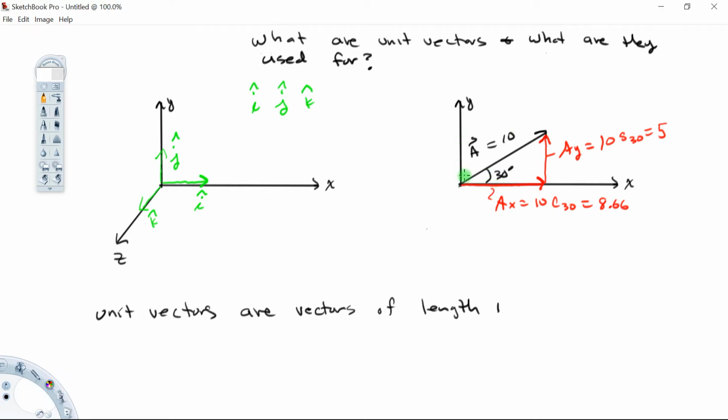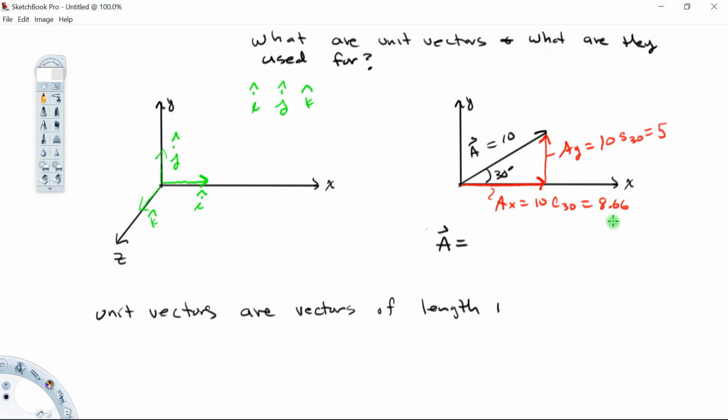So this vector, 10 units, 30 degrees from the positive x-axis, there's a couple ways to express it, and here's one of them, just like I've already done. 10 units long, positive 30 degrees from the positive x-axis. But we can also express it in terms of unit vectors. It's 8.66 to the right. Now, right is not really a good math term. That's what we use the unit vectors for.